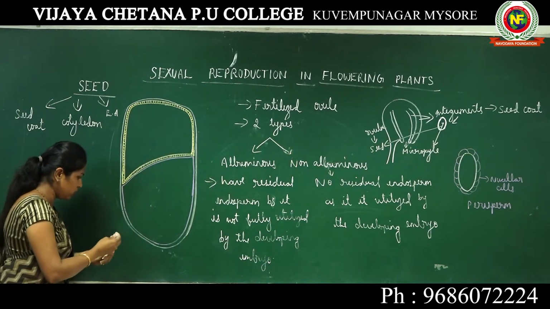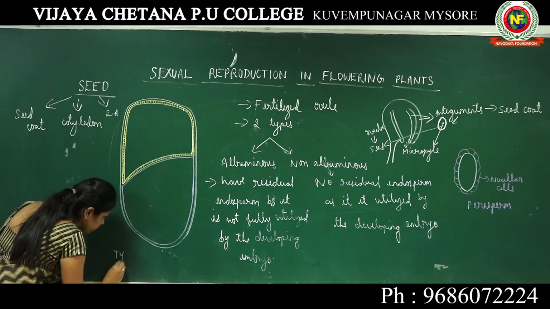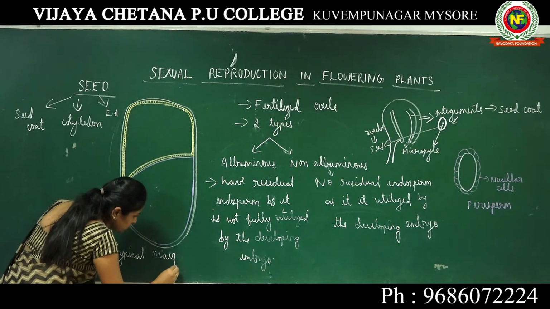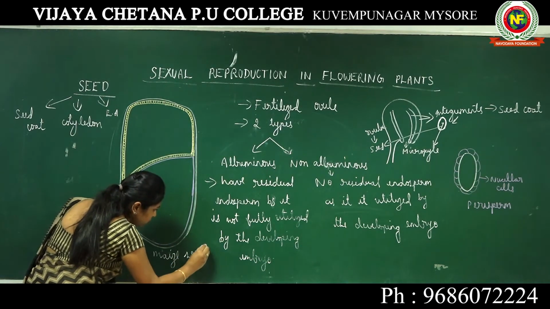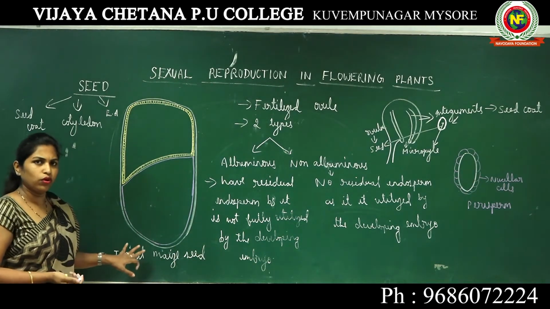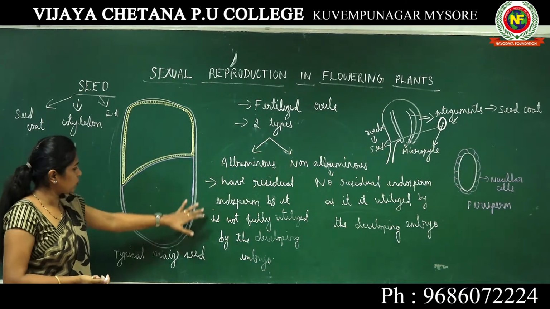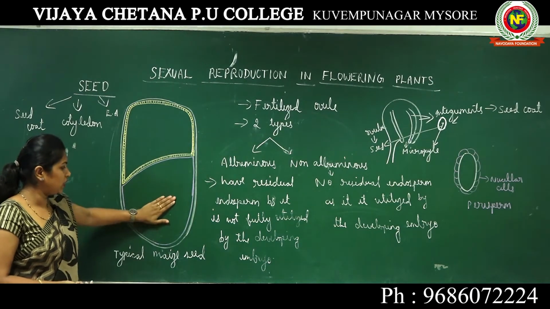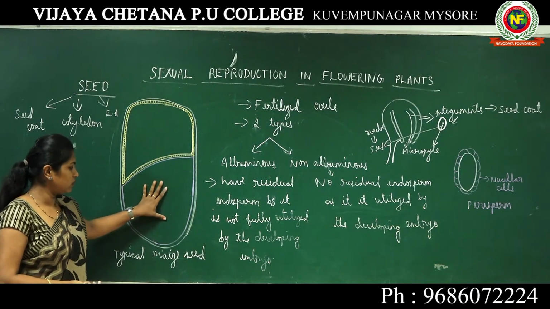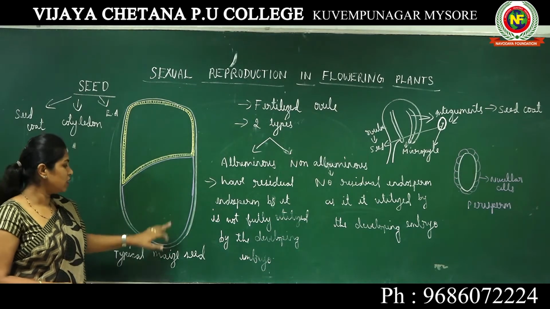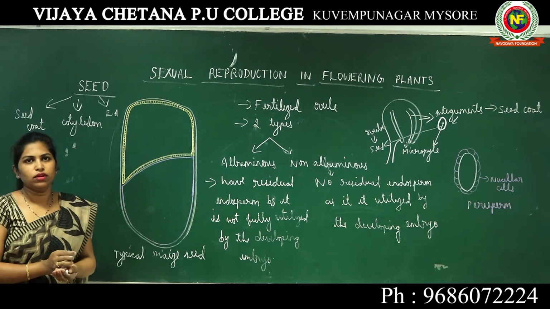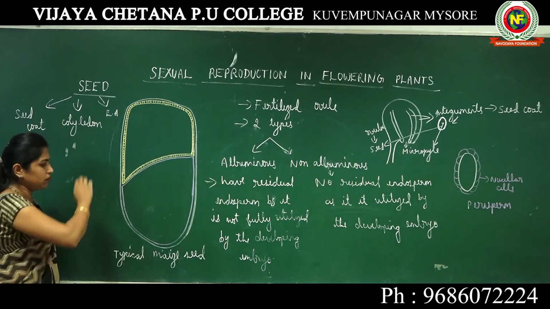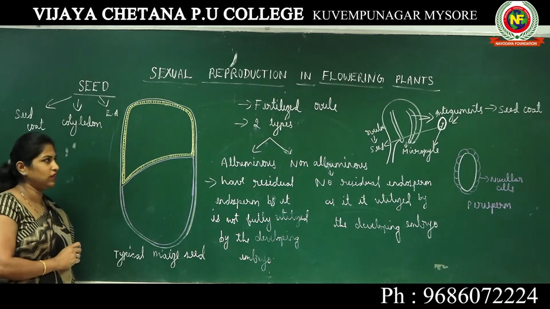Here I have drawn a typical maize seed. I have drawn the structure of a maize seed, which is a monocot seed. So the name itself indicates this seed inside it will be having a single cotyledon, because it is a monocot. This is just the outline of a maize seed.